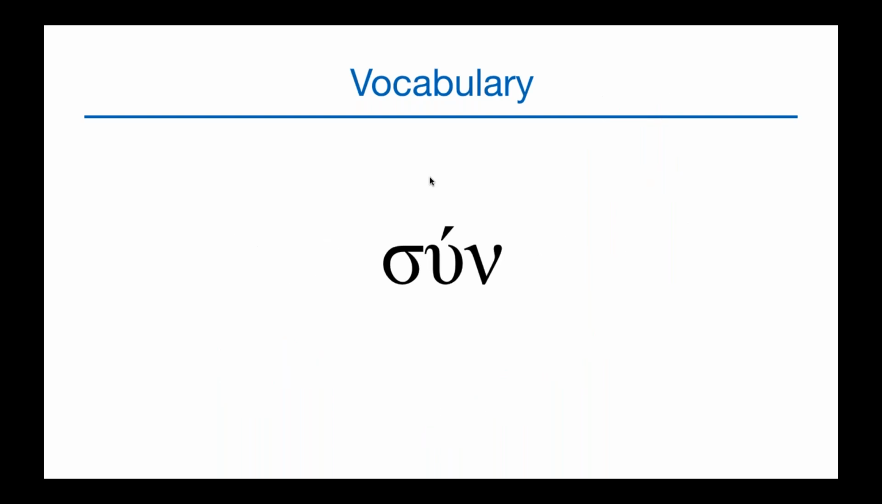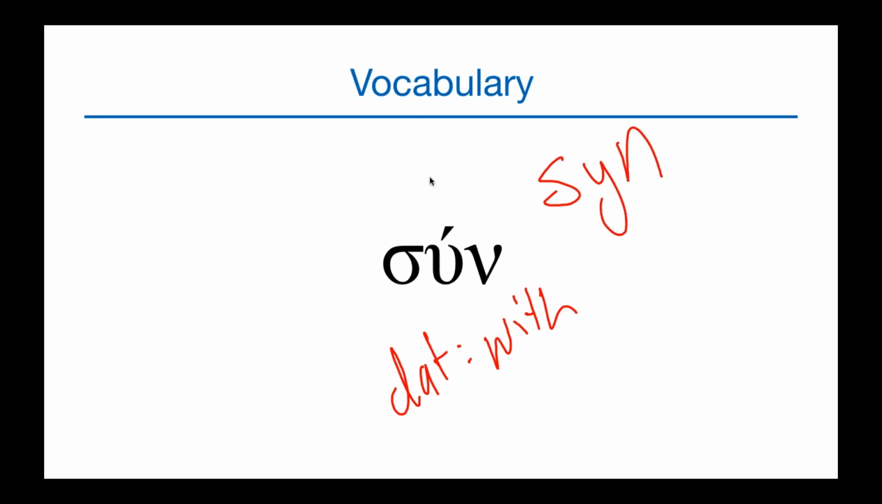Sun. It always takes the dative, and it means with. So whenever you see a word with a syn prefix, that's where it came from. Like a synonym is a word with the same definition, with the same nym, same word.